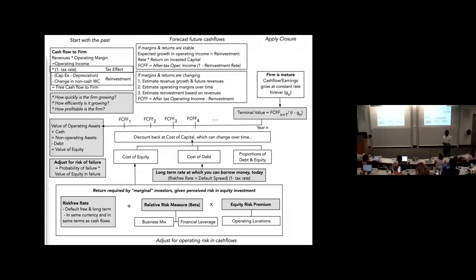So I'll give you two scenarios. The easy one is you have a company with stable margins. What does that mean? If your margins are stable, you don't need to forecast revenues. You can just forecast your operating income, because the two will grow at the same rate.